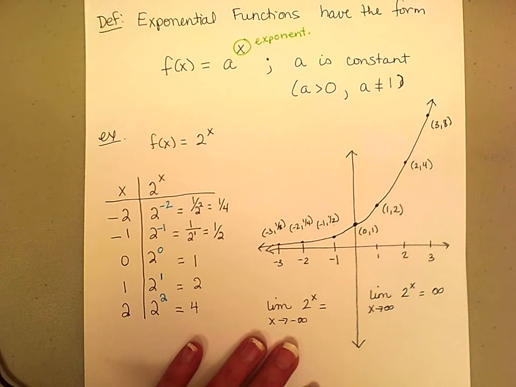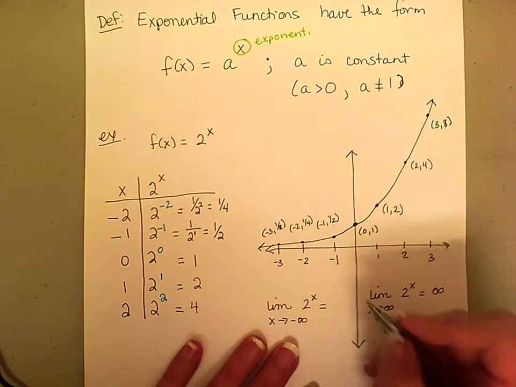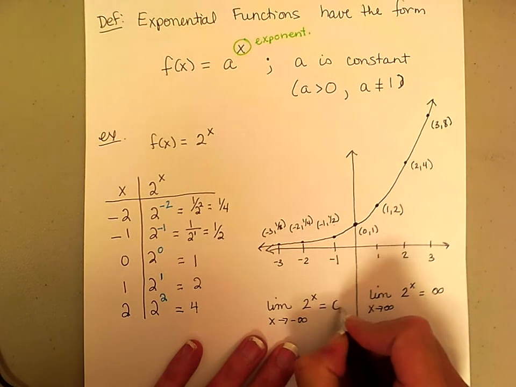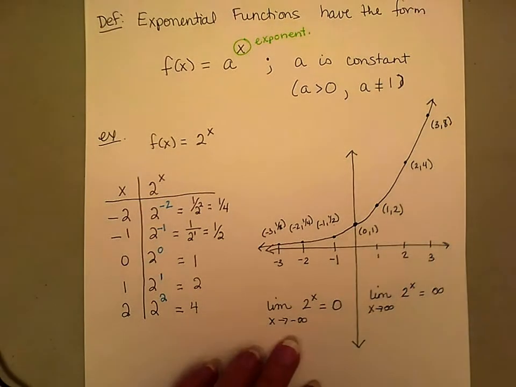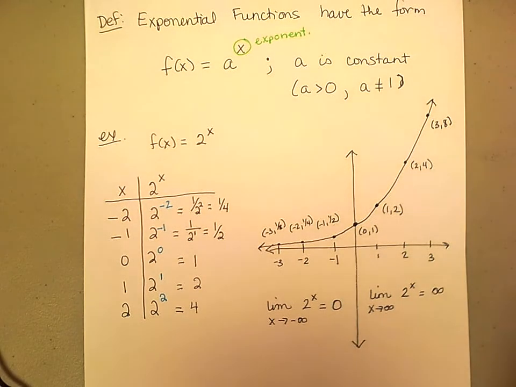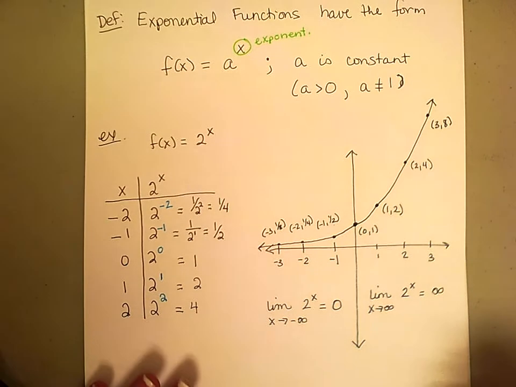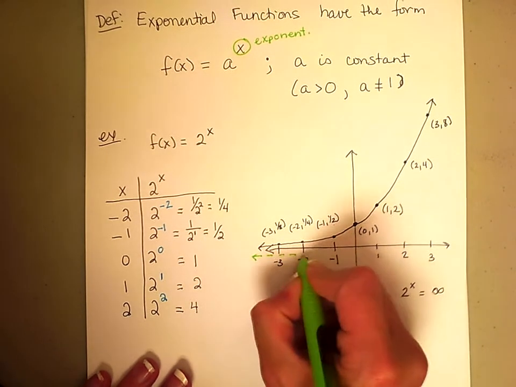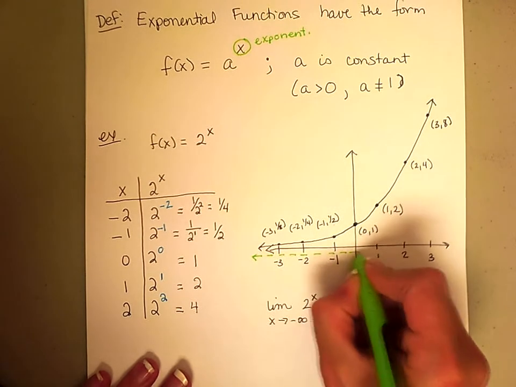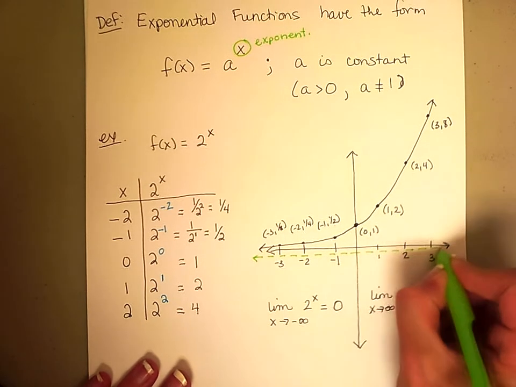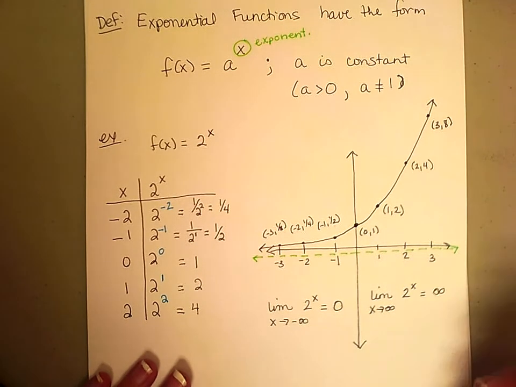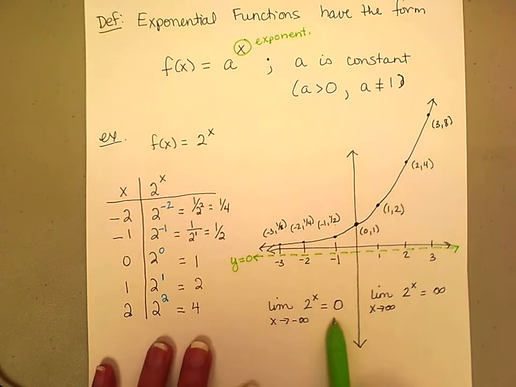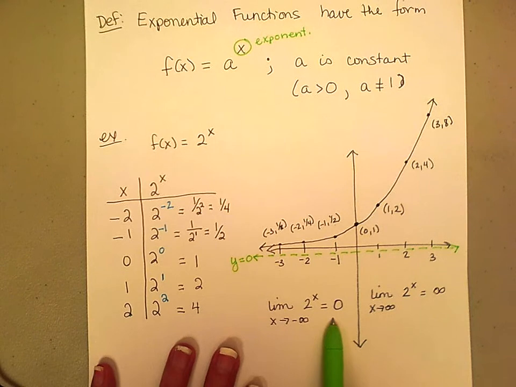So there is a limiting behavior here that is not infinite, and we say that the limit as x goes to negative infinity of 2 to the x would be equal to 0. Which is also why, when we draw this exponential function, we put in a horizontal asymptote. And that horizontal asymptote, the equation of this line, is y equals 0 because of this limit.